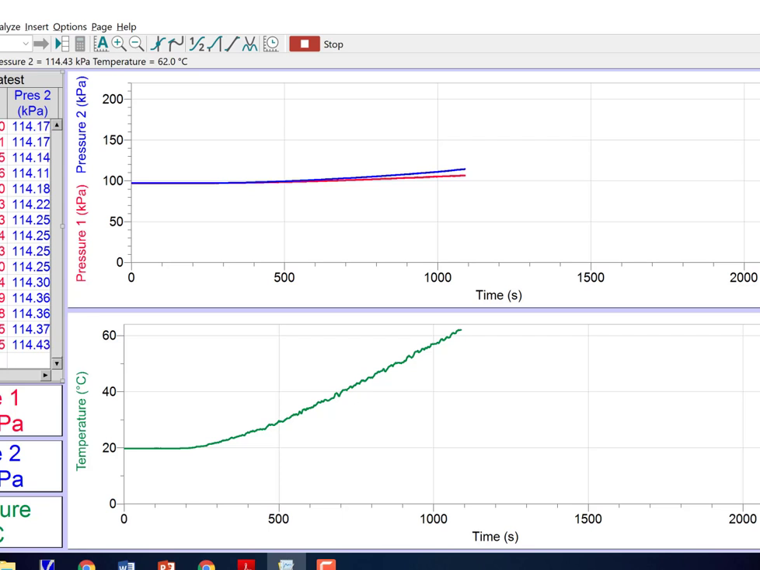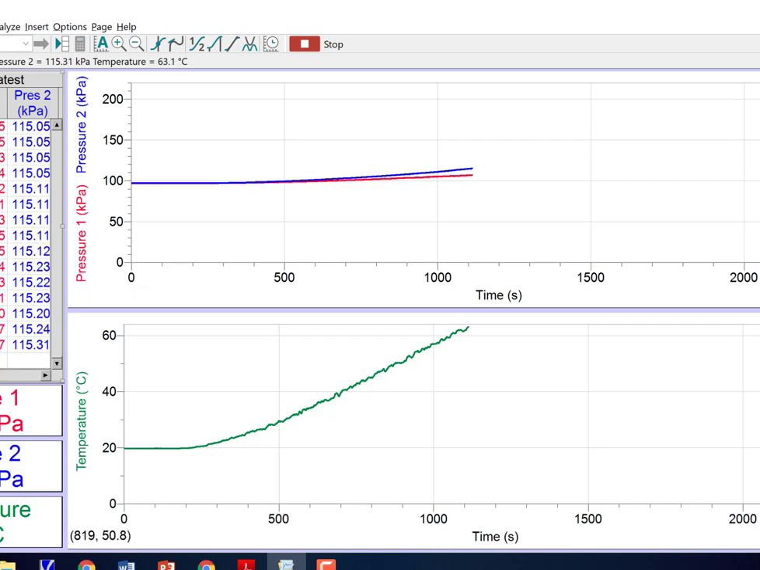No, they're not the same, right? So the blue one has higher pressure. Why? Because it doesn't have just air in it. Start off with air and some liquid water, now it's got air and more water vapor. Okay.